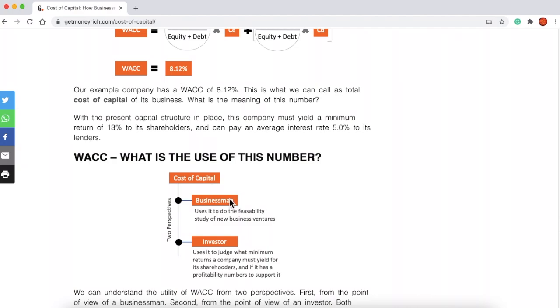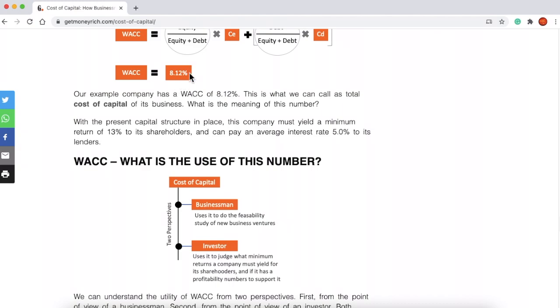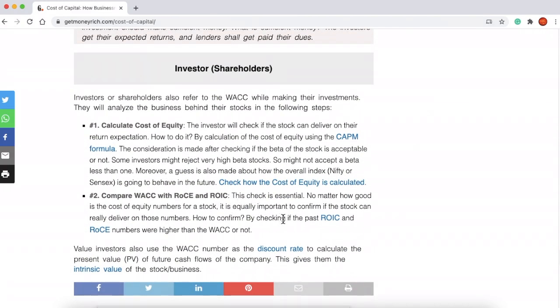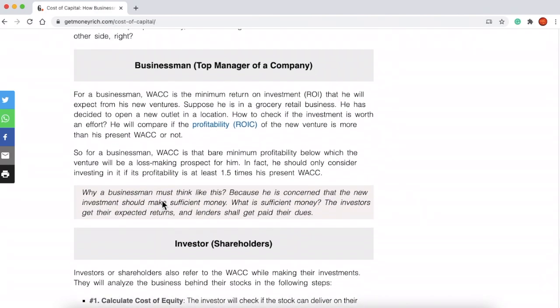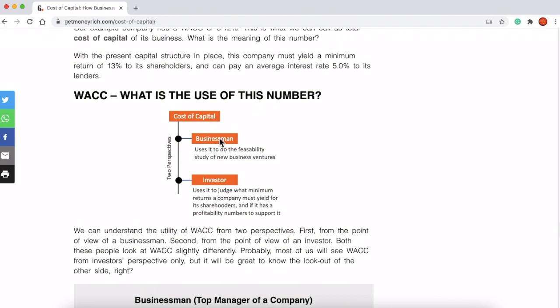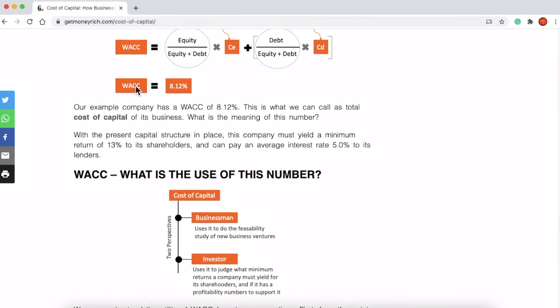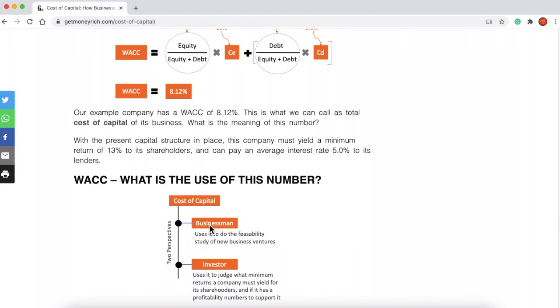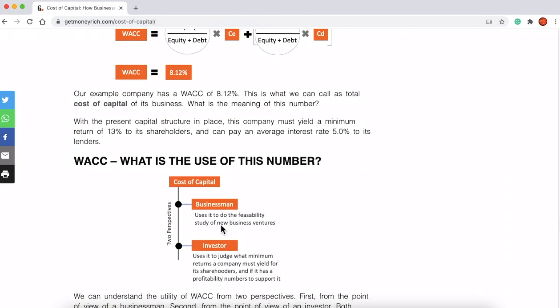Then he will ask, show me the numbers on what the profitability of this new venture will be. For sure, to get this scheme passed, the new venture should have a profitability, and when I say profitability, it can be ROCE or ROIC. To know more about ROIC, you can check this link, and to know more about ROCE, you can check this link. I will not go into detail of ROIC and ROCE. So the businessman will compare the two numbers. He will compare WACC with ROIC and ROCE. ROIC and ROCE should be substantially more, at least 1.5 times more than WACC. Only after that will he sanction the new venture. So this is how a businessman will use the concept of cost of capital.